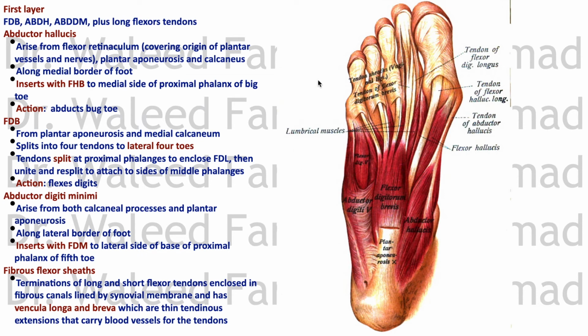The first layer is the abductor hallucis muscle. This is the abductor hallucis muscle. It takes origin from the calcaneus and from the flexor retinaculum. It forms the medial border of the foot, the medial side of the foot, and inserts with flexor hallucis brevis on the medial side of the proximal phalanx of the big toe.